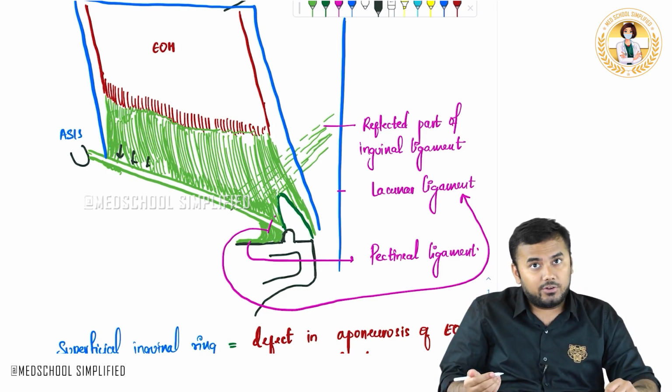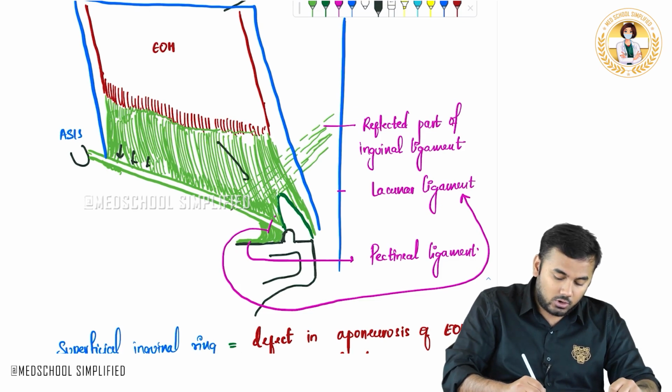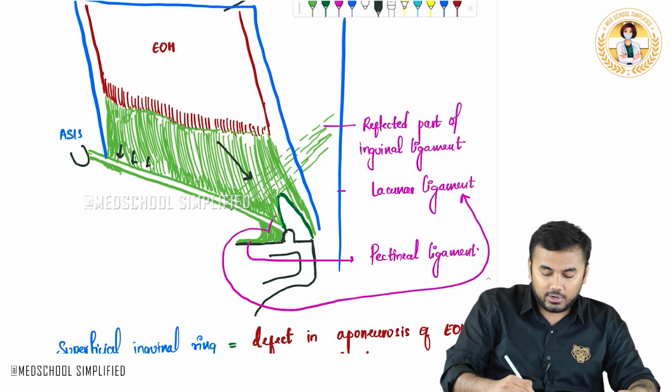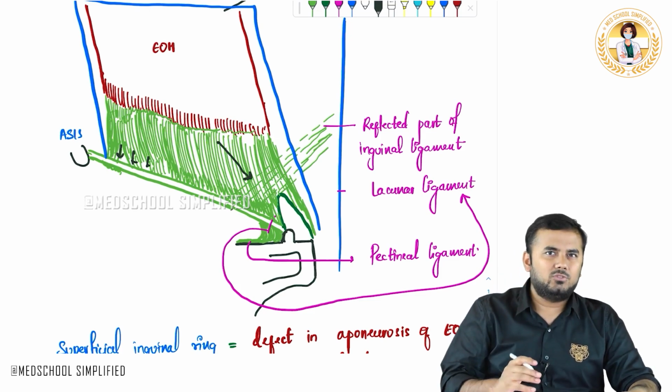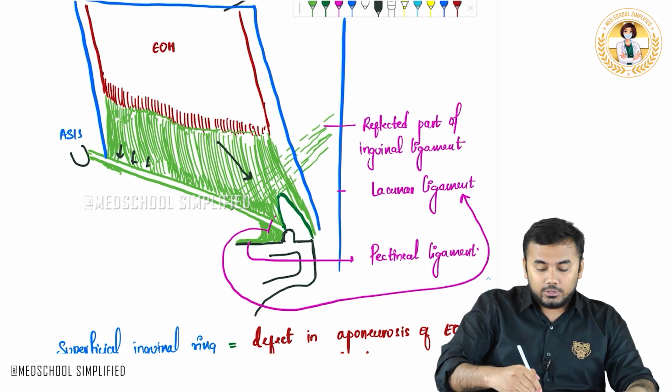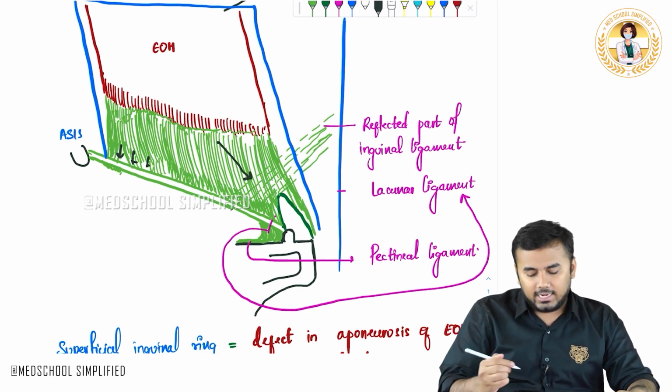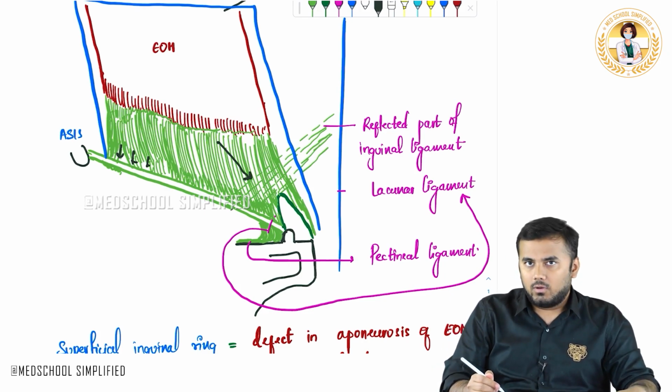Now, what is anterior inferiorly? See, this direction is called the anterior inferior direction. In the anterior inferior direction, you see a defect. A defect means there is some opening, an underdeveloped region. You see a defect in the aponeurosis. That defect you call the superficial inguinal ring.